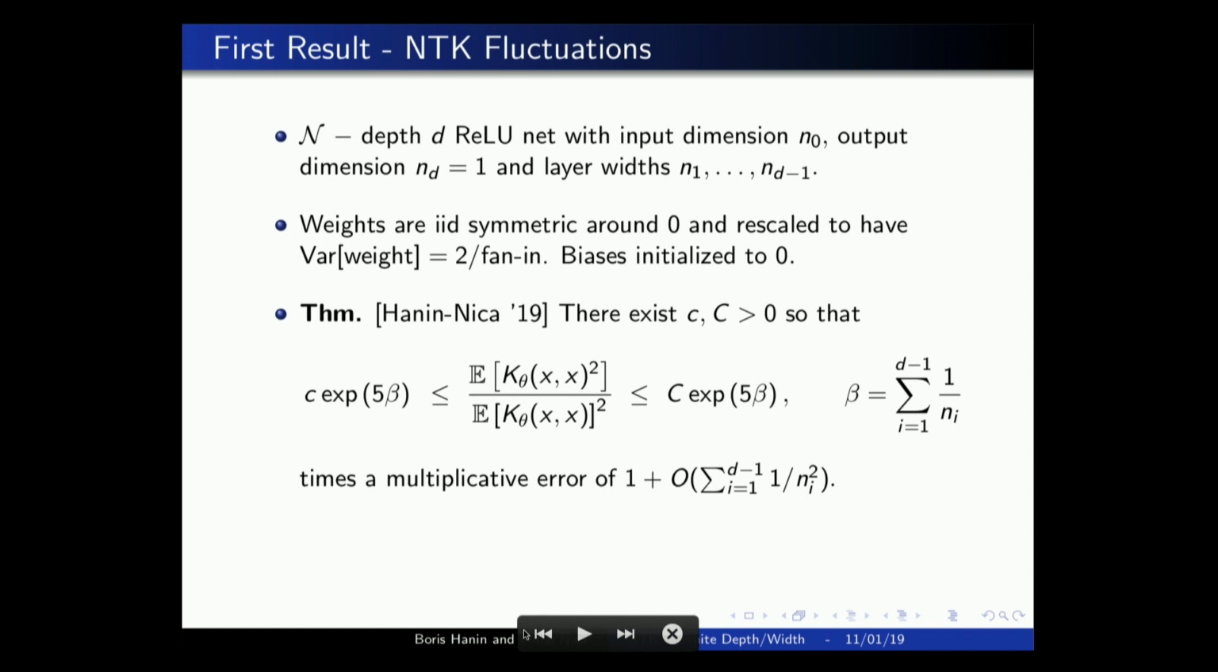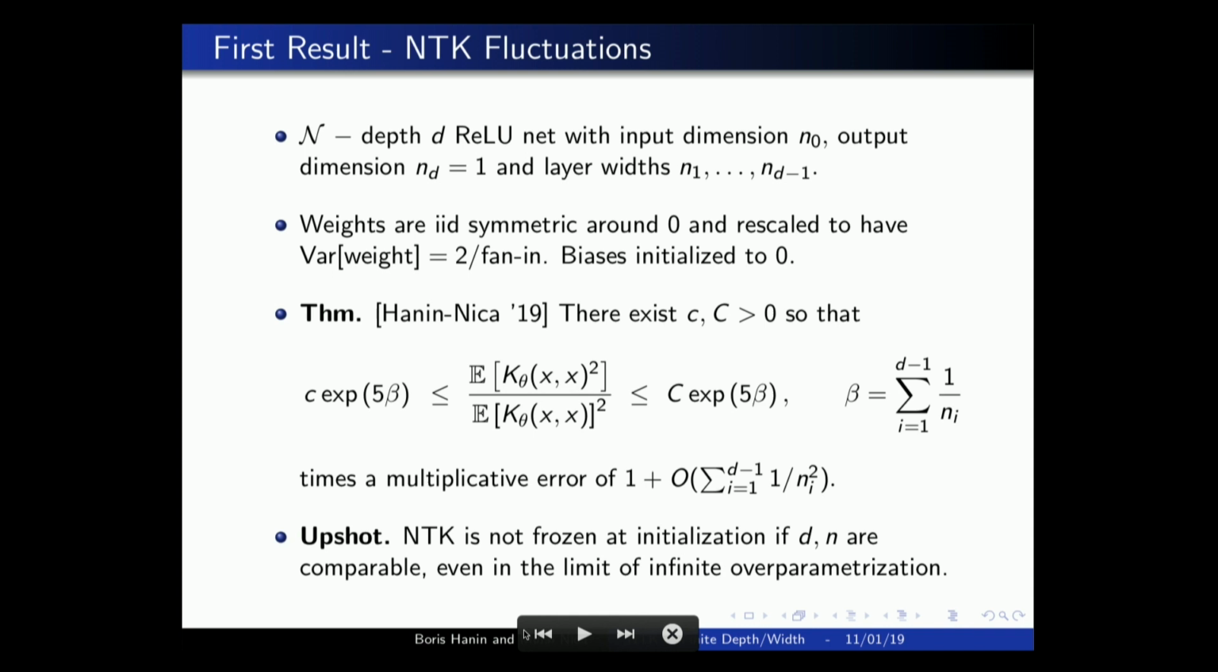So in a sense, the upshot is the following. So the NTK in this regime is not frozen at initialization if you take deep and wide networks. So somehow the fact that you got a very degenerate thing at initialization was a consequence of the fact that D was fixed and N was much bigger than D. So that's sort of the new regime coming up.